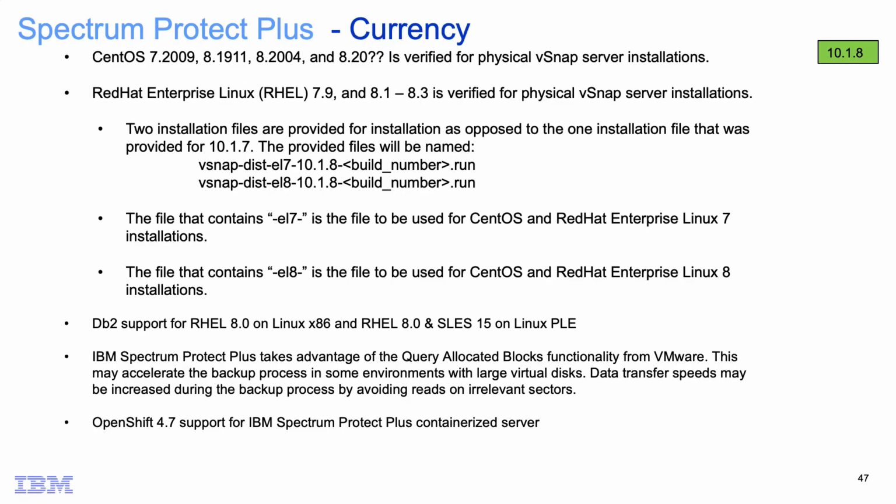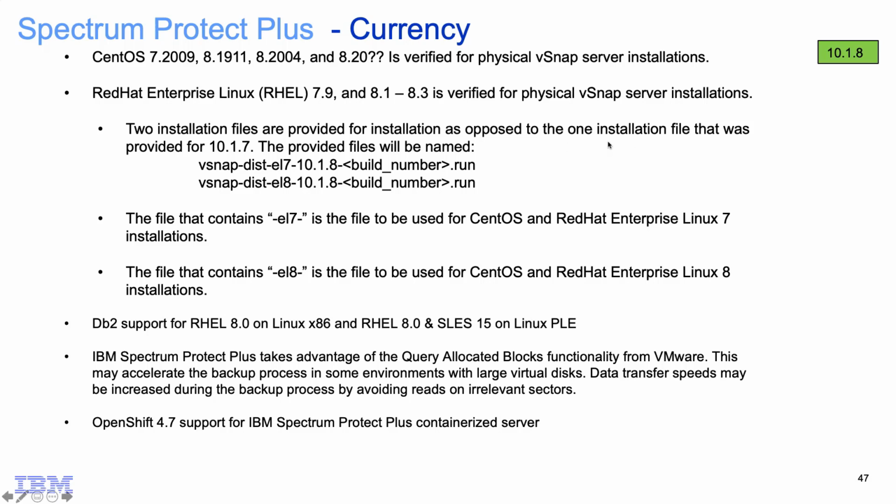As far as currency, we are now going to support CentOS 7 and CentOS 8 for running a physical vSnap server. So if you're installing vSnap, one of the options is it comes as a package bundle that you can install on your own operating system. Because of this, we're going to support these versions of CentOS, and these versions of Red Hat.